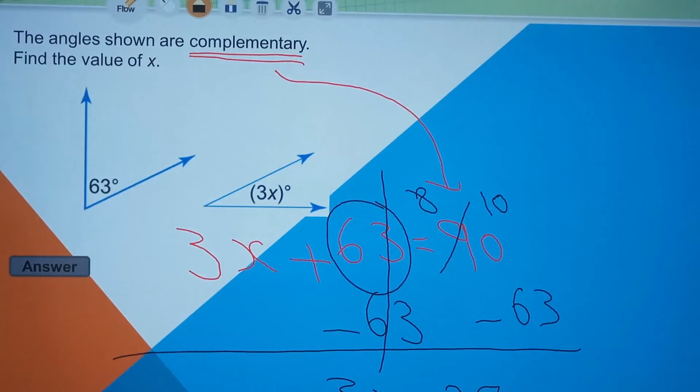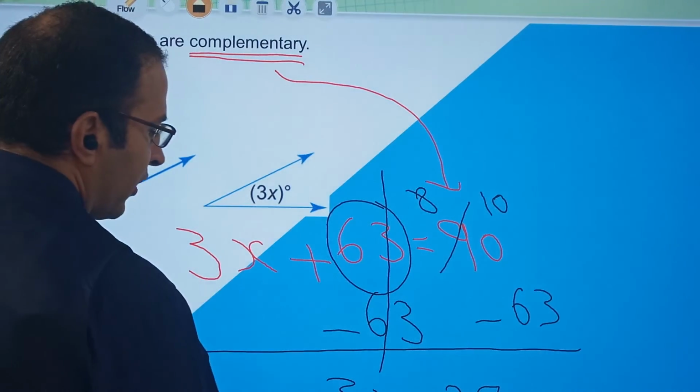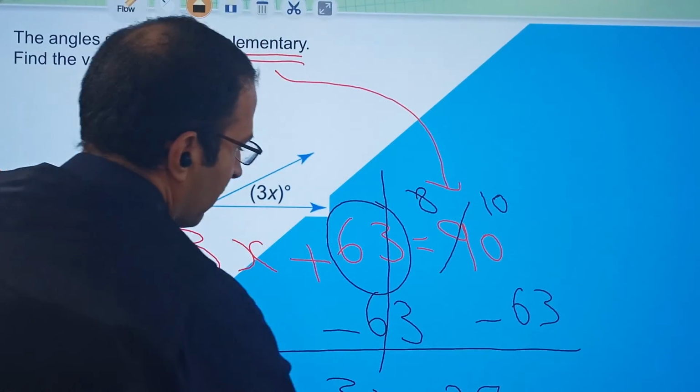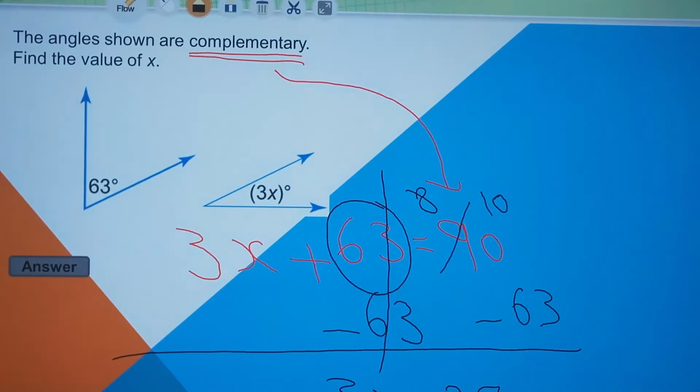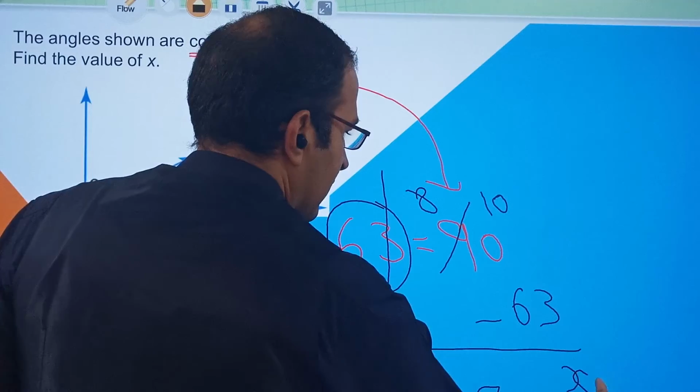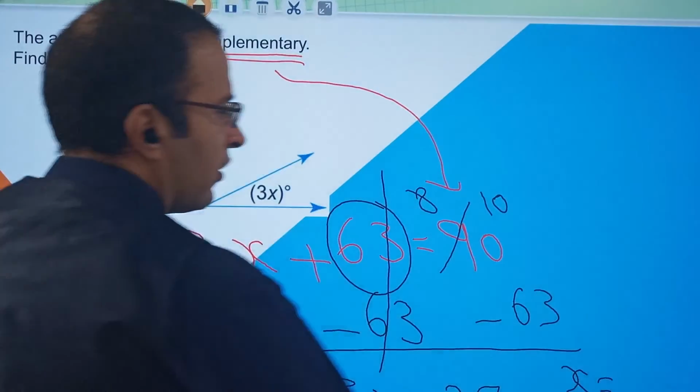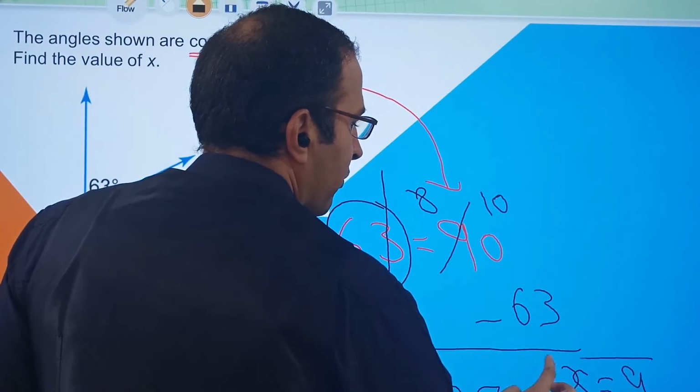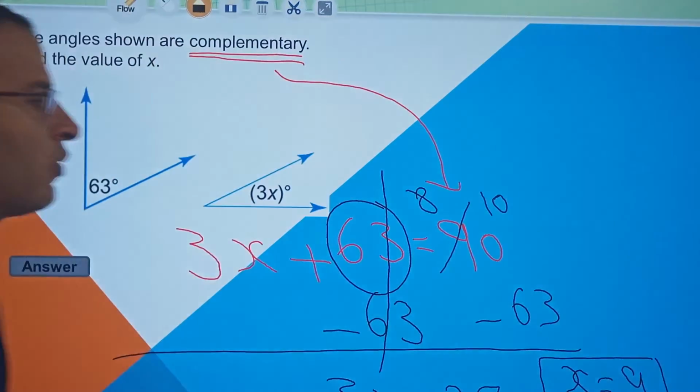What do we need to do after this? I will divide this by 3, and I need to divide this one by 3. So divide both sides by 3. So the value of x here is equal to what? The value of x here is equal to 27 divided by 3. What is the value of 27 divided by 3? It will be equal to 9.